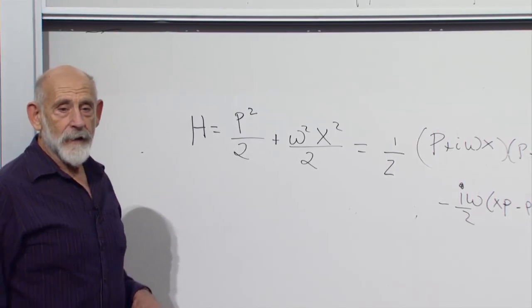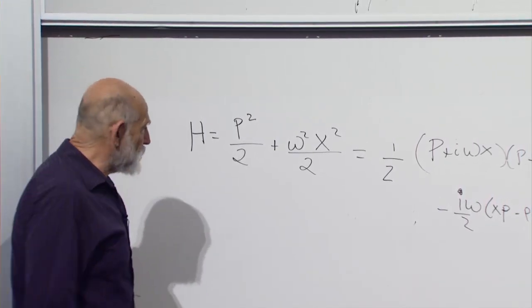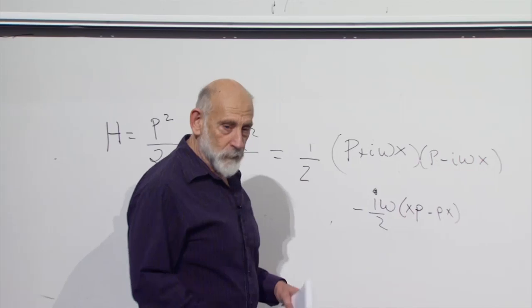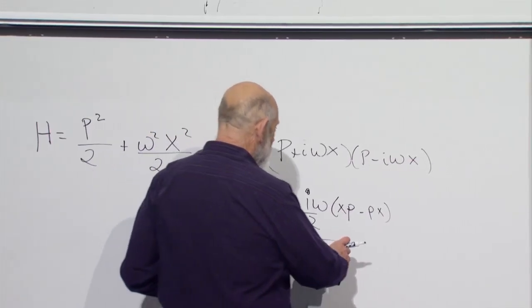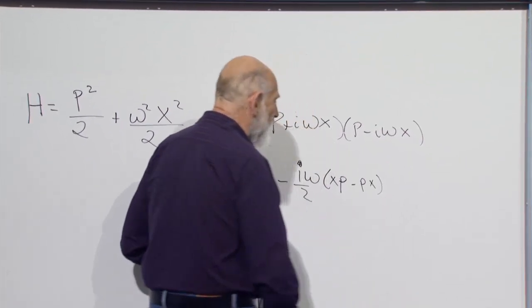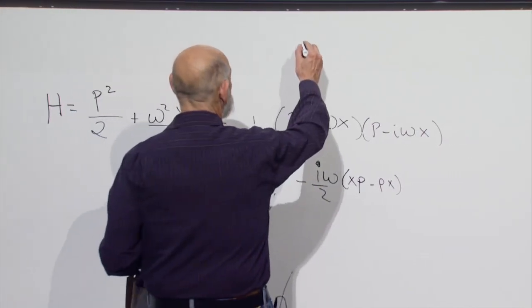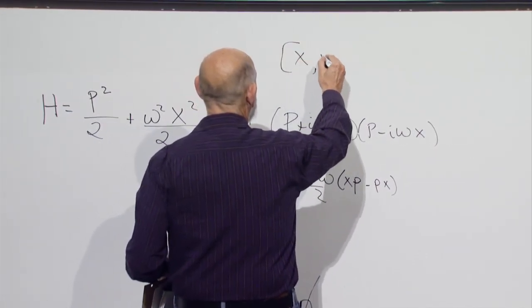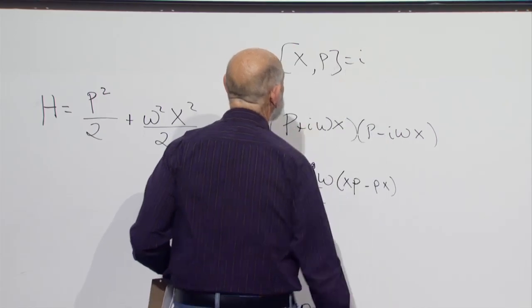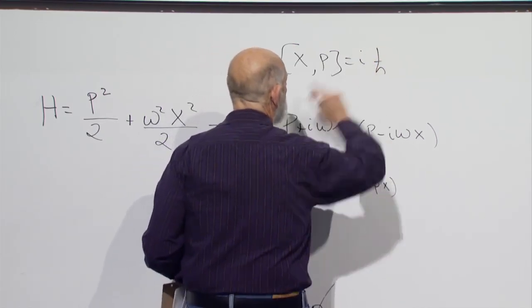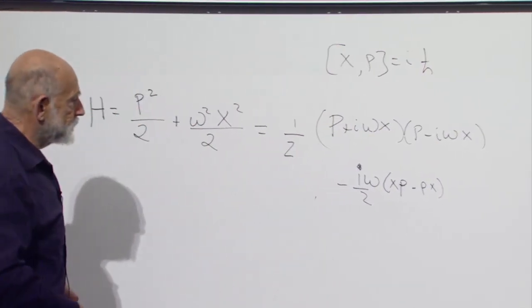I. I've dropped h bars all over the place. We'll put back the h bars later. Okay, xp minus px, that's I. Commutator of x with p equals I. Strictly I h bar if I wanted to keep it.